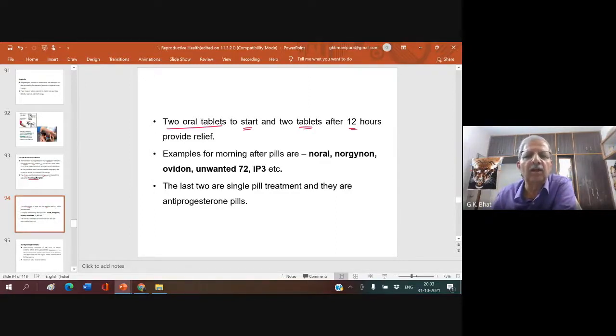If any girl takes that tablet without informing the parents, she may get some sort of giddiness and unconsciousness. And if this matter is kept a secret, the doctor will not know what has happened. Finally, of course, the doctor will come to know that she has taken these tablets. Examples of morning after pills are Noral, Norgainon, Ovidon. Unwanted 72 is the most famous morning after pill. It is taken just to prevent pregnancy, or to see that the blastocyst does not get implanted. Right?